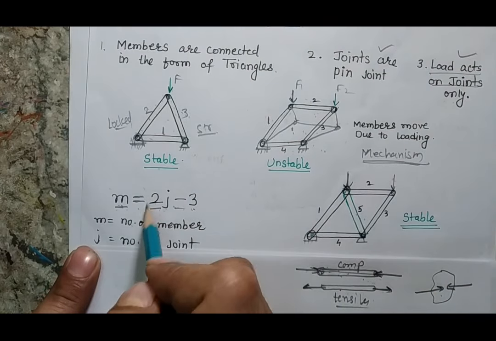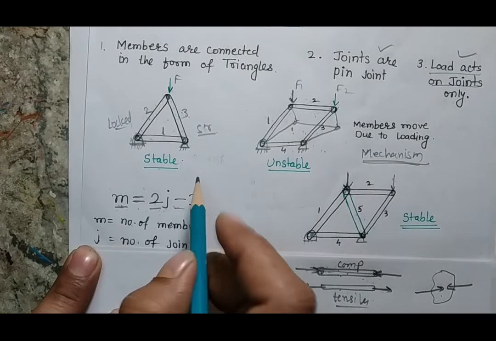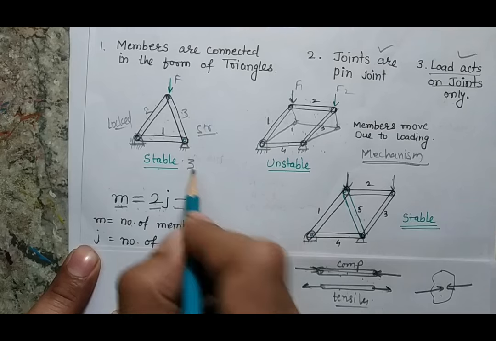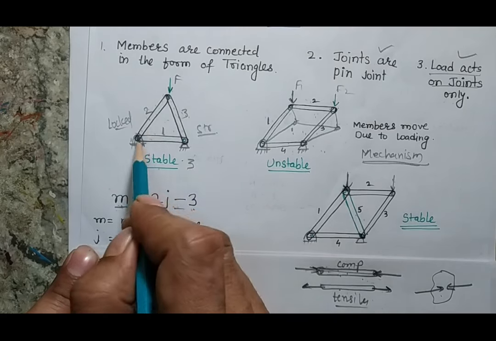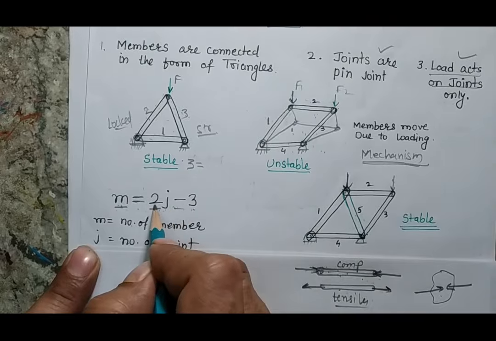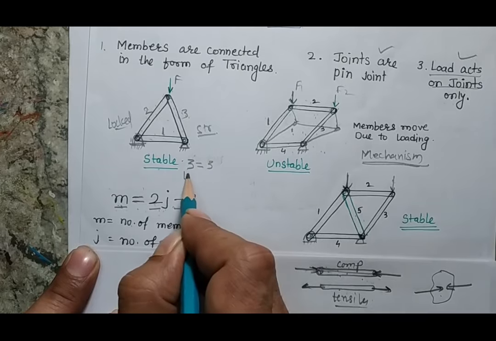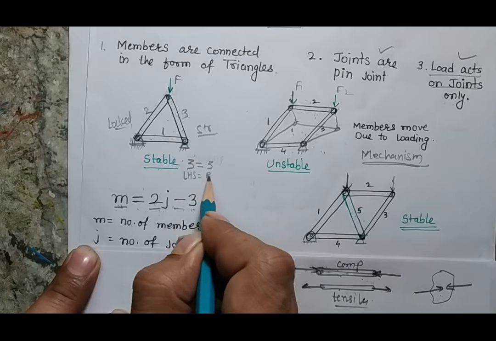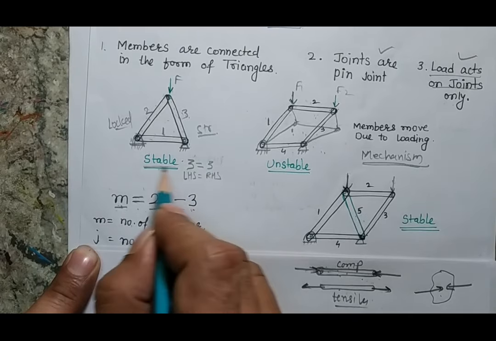So let's first apply this formula, where m is the number of members. There are three members: 1, 2, 3. So my left hand side will be 3. There are 3 joints, 1, 2, 3, so my right hand side will be 3 into 2, 6 minus 3, which is 3. In this case, my LHS is balancing with the RHS value. That means the truss will be stable.